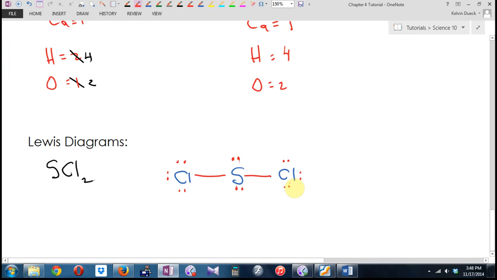Why didn't you call it monosulfur dichloride? We don't count the mono if we start with a mono, okay? If the second one is a mono, we put a mono in front of it.